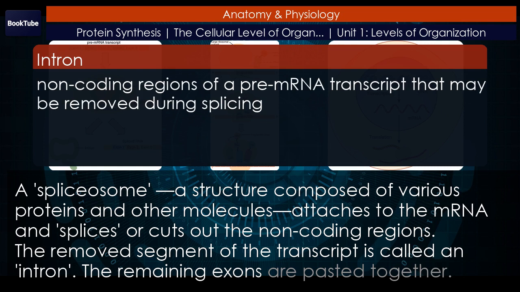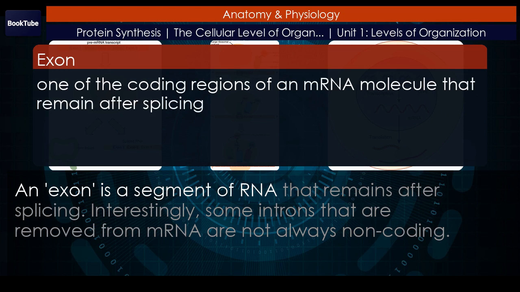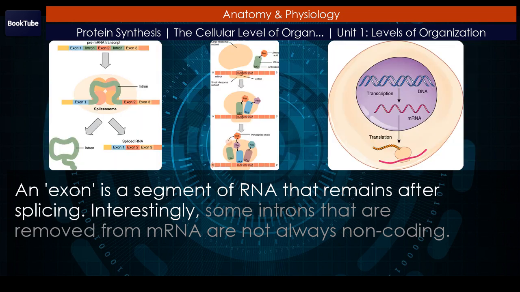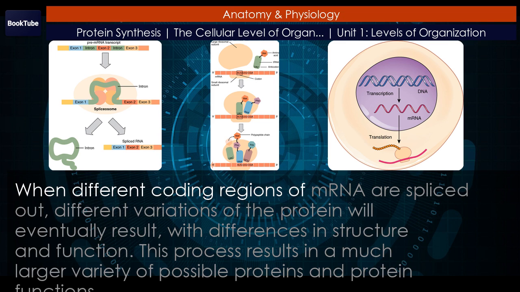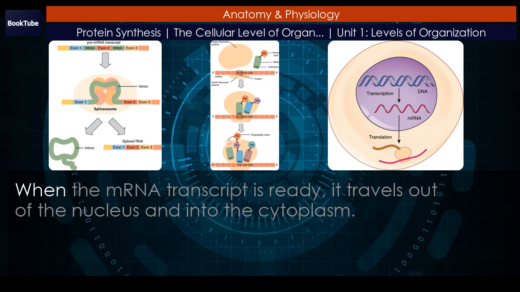The remaining exons are pasted together. An exon is a segment of RNA that remains after splicing. Interestingly, some introns that are removed from mRNA are not always non-coding. When different coding regions of mRNA are spliced out, different variations of the protein will eventually result, with differences in structure and function. This process results in a much larger variety of possible proteins and protein functions. When the mRNA transcript is ready, it travels out of the nucleus and into the cytoplasm.